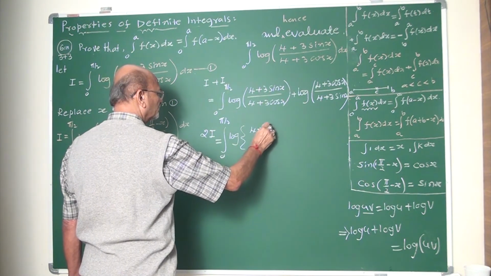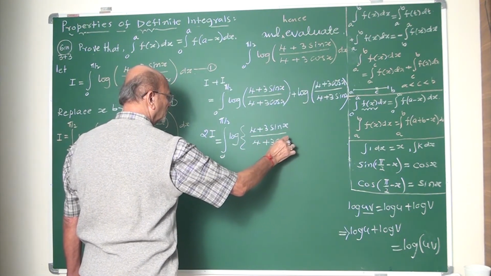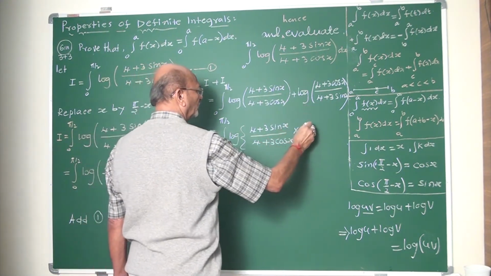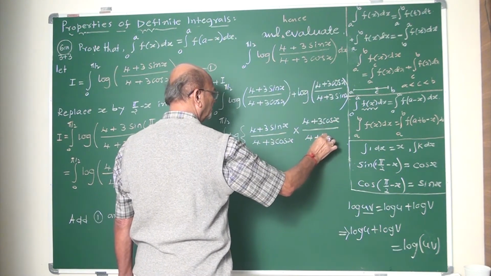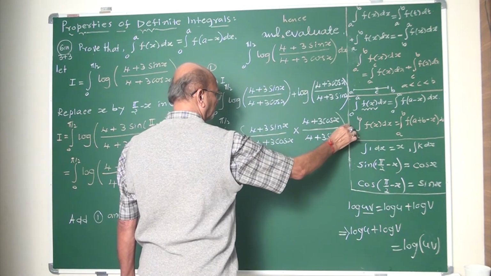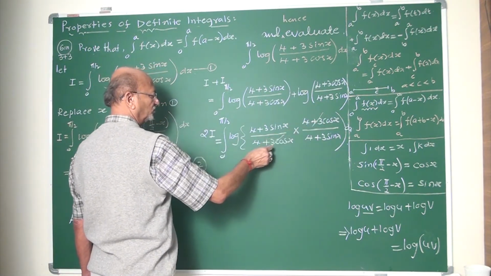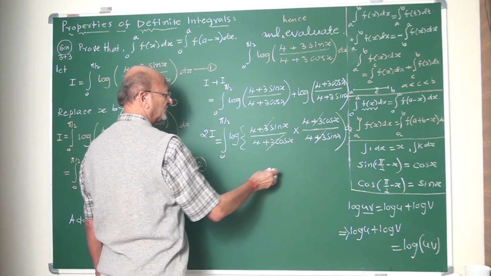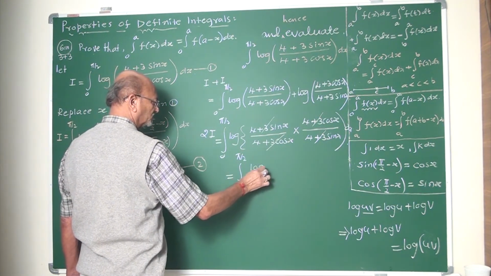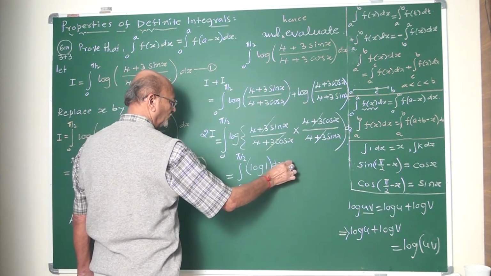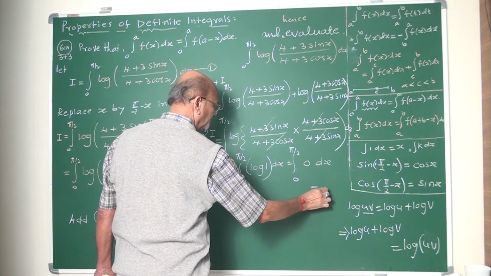This is 4 plus 3 sin x, the denominator is 4 plus 3 cos x, into 4 plus 3 cos x, the denominator is 4 plus 3 sin x. What is your observation? 4 plus 3 cos x cancels with this, and 4 plus 3 sin x cancels with this. You are left with the integrand log 1 dx. Now you know the value of log 1 is 0, so the integral from 0 to pi by 2 is 0.